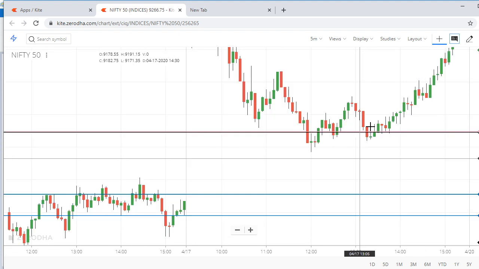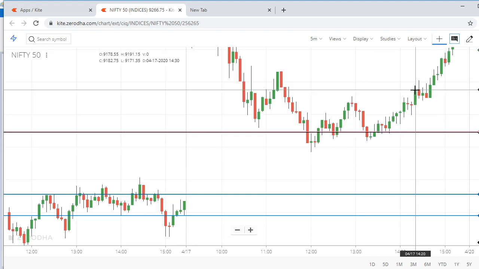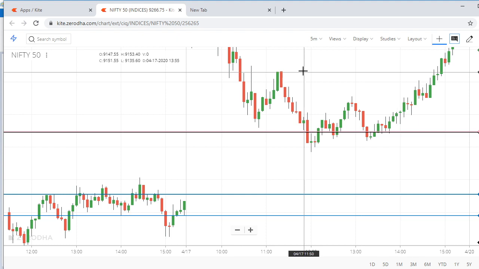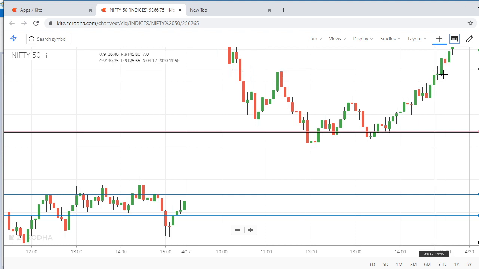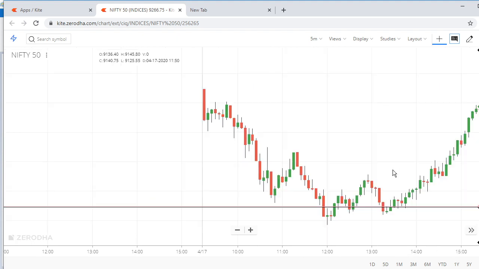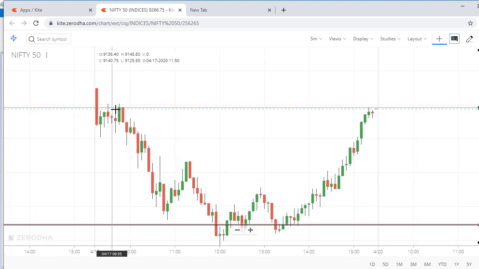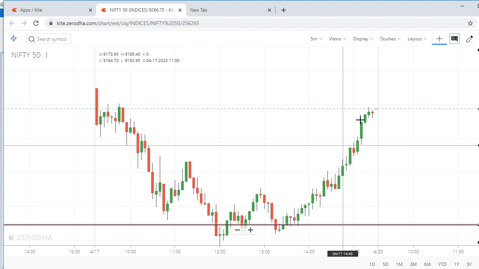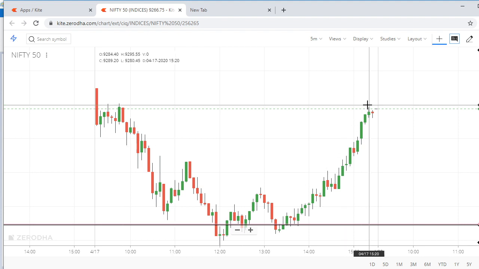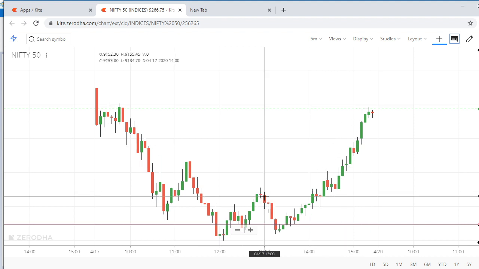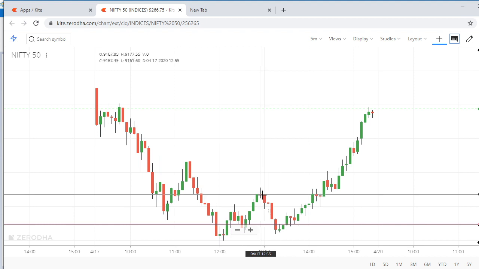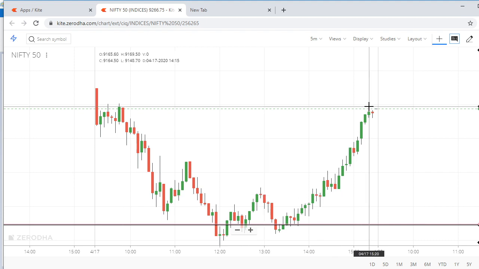From then it went up to this level, and then it started going up. Beautiful. From where it started, this level, it reached this level. So you need to be careful where this fight is happening. If there is a fight, then you have to be a little bit cautious. Once this level is broken, it started going up.